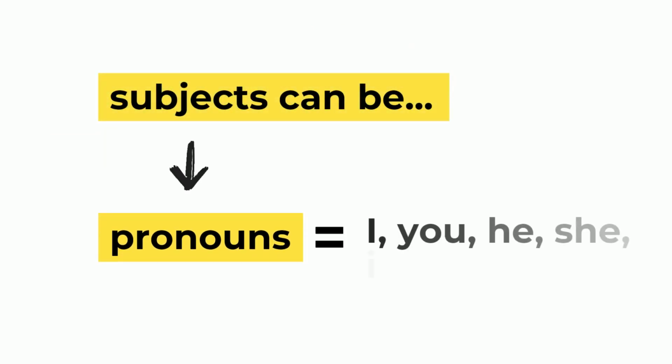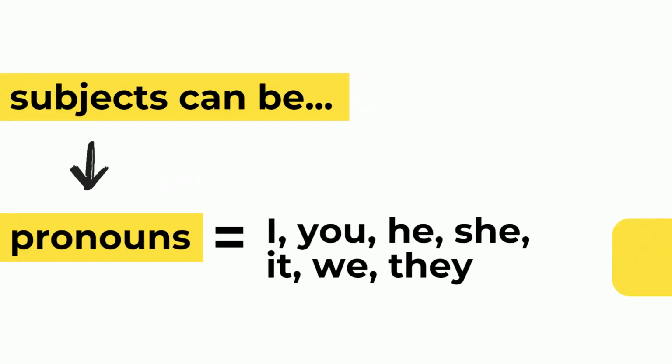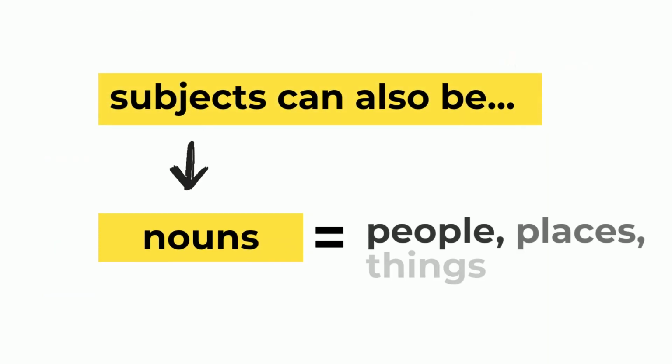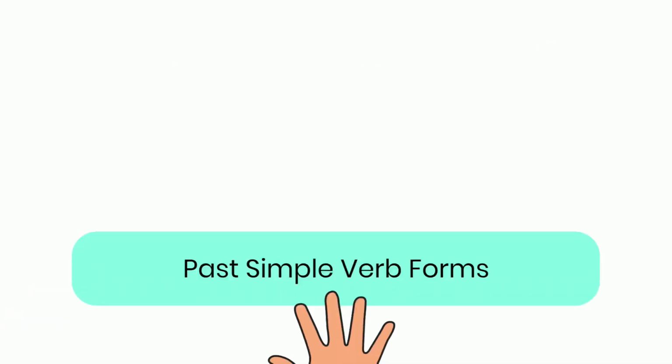Subjects can be pronouns, that is, I, you, he, she, it, we, or they. For example, he played football. Subjects can also be nouns, that is, people, places, or things. For example, Paul baked a cake.